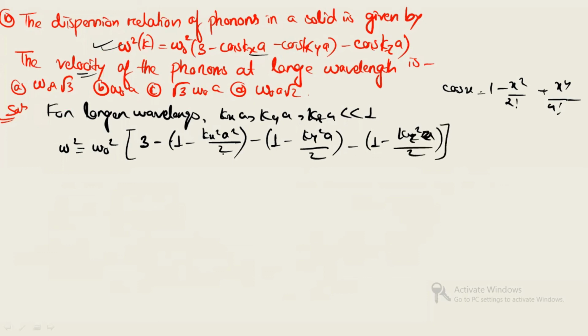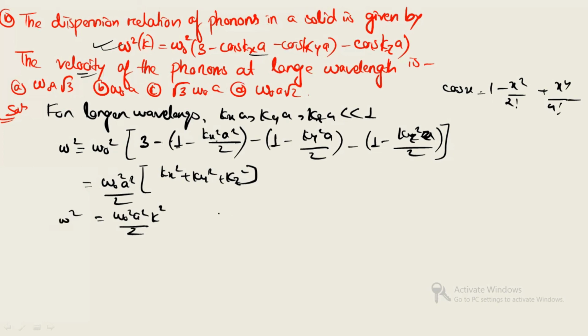Now in this entire term, if you see, there is a minus 3, so it will get cancelled and you will have omega naught square. And here you will have kx square, with the negative sign cancelling, and everywhere a square by 2 is common, so you take it common and you have plus ky square plus kz square. This is nothing but k square. So you can write omega naught square a square by 2 times k square. This is omega square, so from here you can write omega equals omega naught a k by root 2.